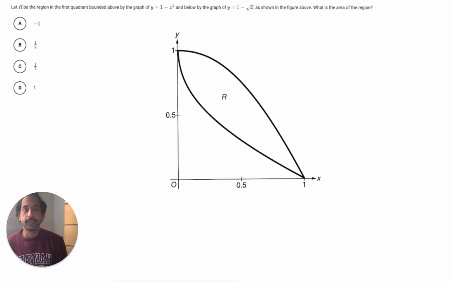Let R be the region in the first quadrant bounded above by the graph of y equals 1 minus x squared and below by the graph of y equals 1 minus root of x, as shown in the figure below. What is the area of the region?